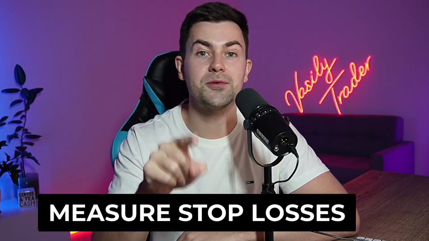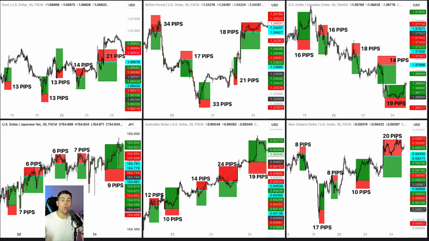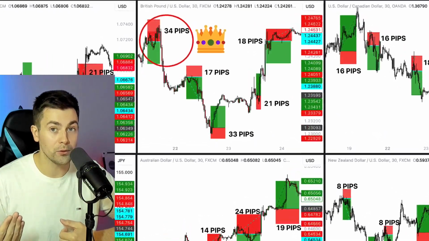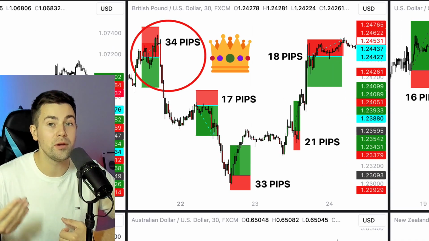Step number 3. Measure the stop loss of each trade in pips. You can see that I went through all the trades and I wrote down all these stop losses in pips. Step number 4. Find the trade with the biggest stop loss in pips. Remember this number and the name of the currency pair. In our example, the biggest stop loss is on the pound dollar pair. The biggest stop loss is 34 pips.